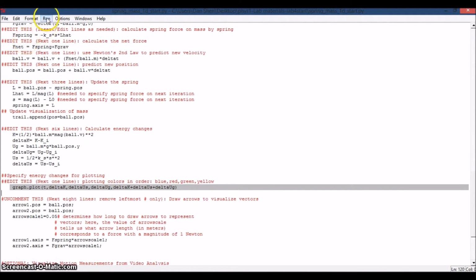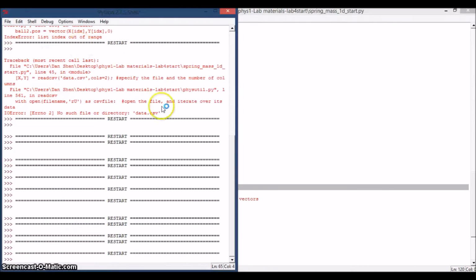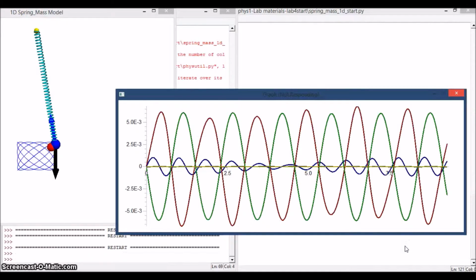And the graph, when run, looks like this. Ultimately, you can note several different oscillations: yellow, blue, red, and green. Blue being kinetic energy, red being the spring potential energy, green being the gravitational potential energy, and yellow being the total summation of all the energies. And note that yellow is equal to 0 the entire time, so because of that, you know that energy is conserved and that the system is also contained.